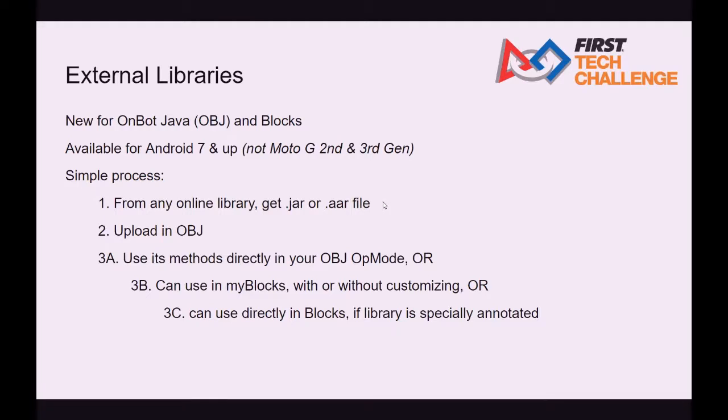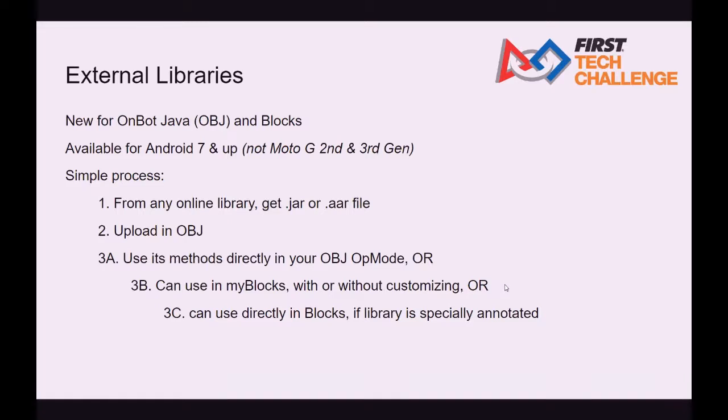Step 1, find a library that you want to use and get its jar or AAR file. Step 2, upload that file in on-bot Java. Step 3 has 3 variations depending on how you plan to use the library. Step 3A assumes that you want to use the library method directly in on-bot Java. Namely, you are not planning to make that function available for blocks users.